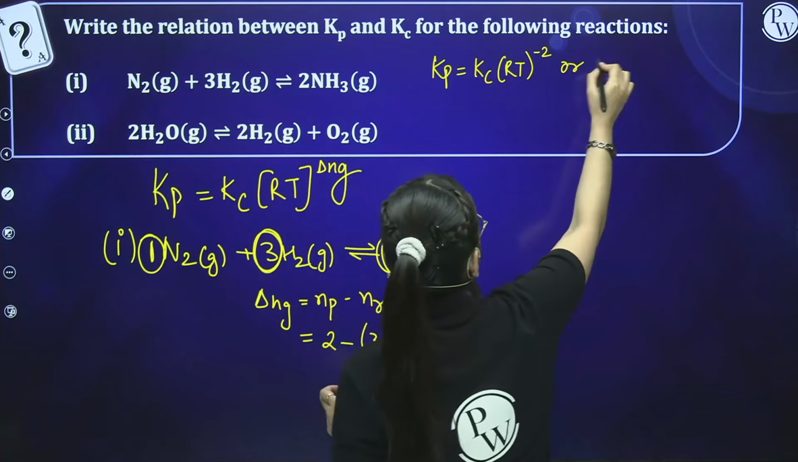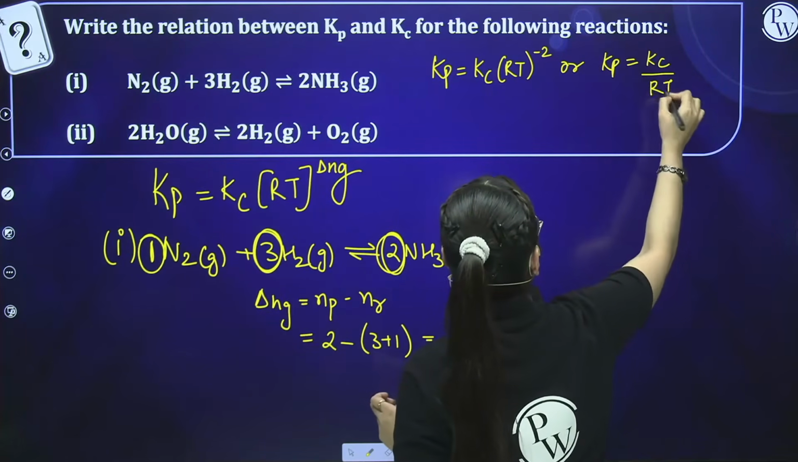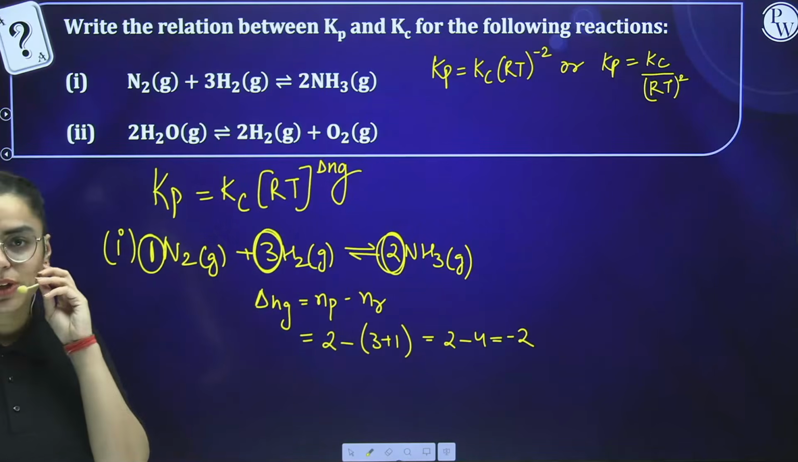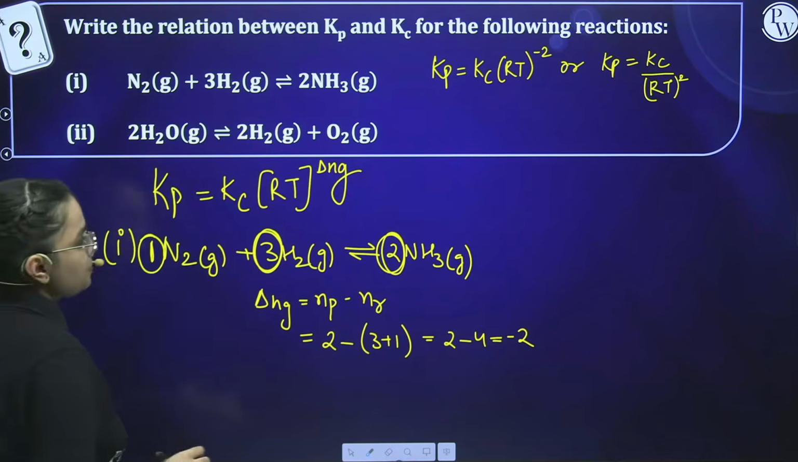Or in other terms, we can write Kp is equal to Kc by RT square. When something is in minus, you can even divide it and write it in such a way to become positive. Okay. Now let us see the second part over here.